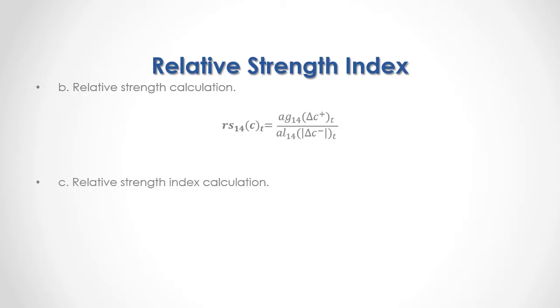C. Relative strength index calculation. Current period 14 days relative strength index of close prices is equal to 100 minus, and within parentheses we have 100 divided by 1 plus the current period 14 days relative strength of close prices calculated at previous step.